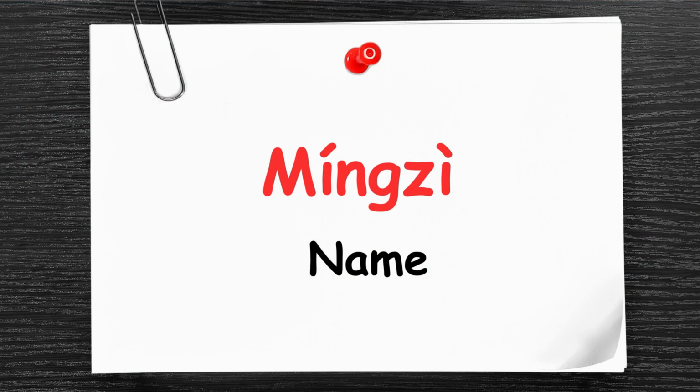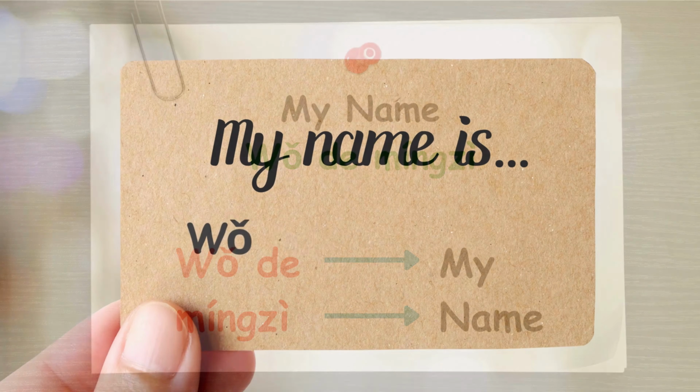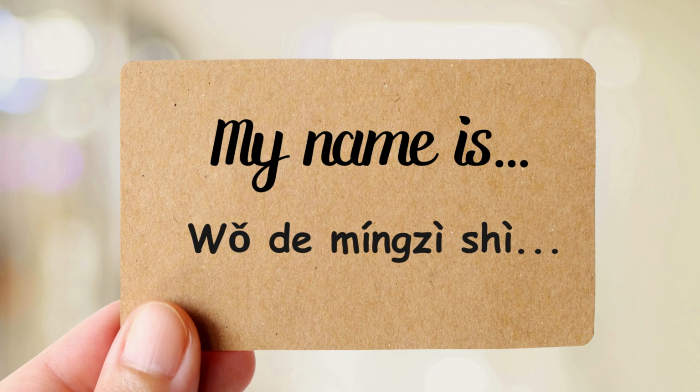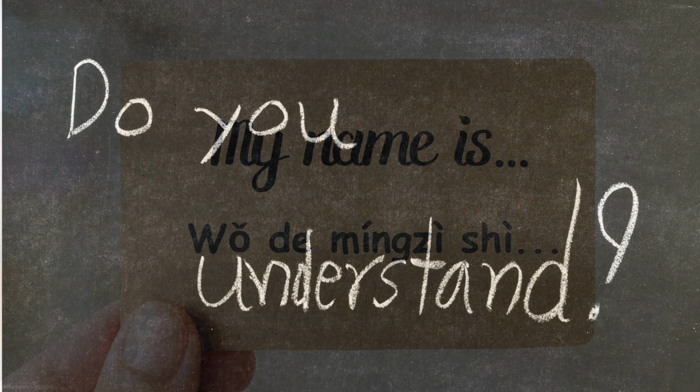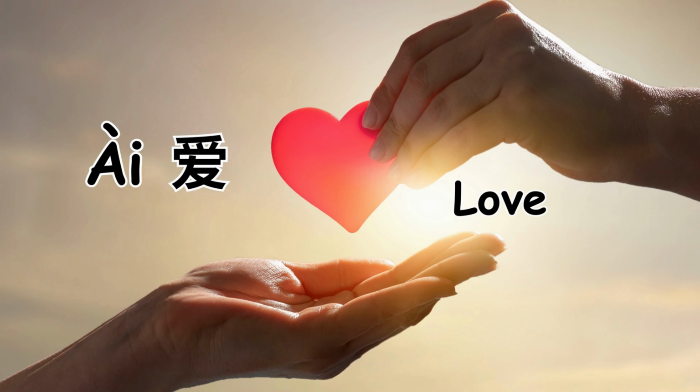So how do you say my name is? How can you say mine? 我的. It is called the name, 名字. 我的名字. When you say your name, you can say this. 我的名字是 Richard. 我的名字是, and you can say your name. If you understand this, comment below. 我的名字是, and your name.